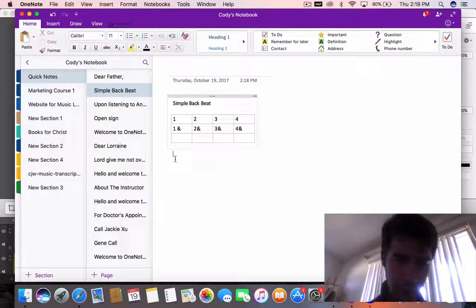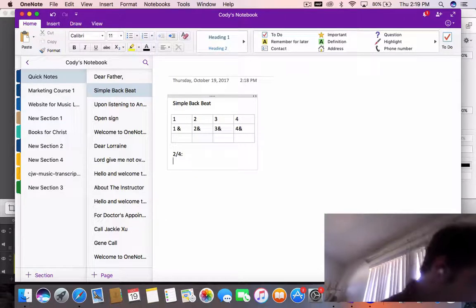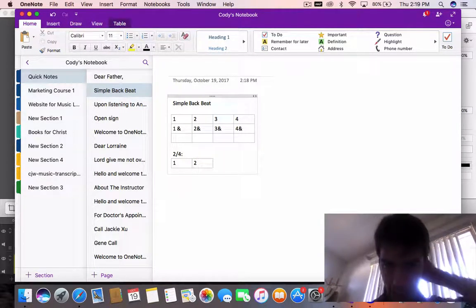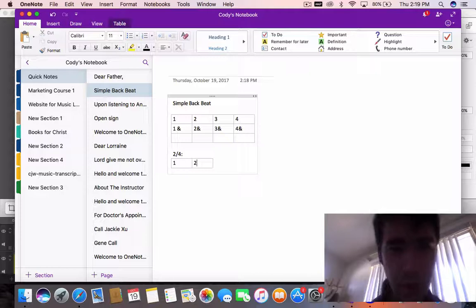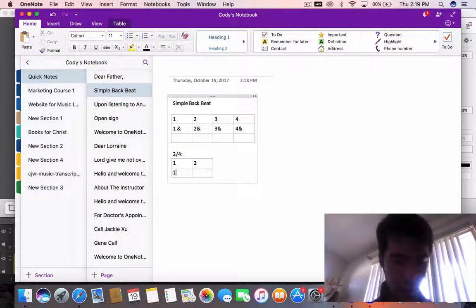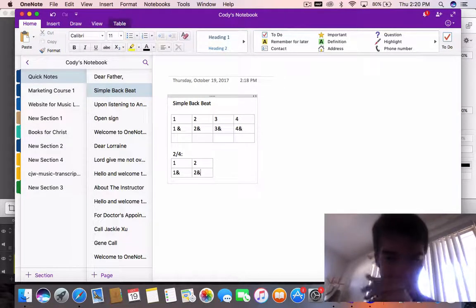In the case of 2/4, we have 1, 2, and that's it for a measure. 2 beats per measure, and the quarter note gets the beat. The 4 is the quarter note, which is the unit, and the 2 represents how many beats are in each measure. So you would have 1 and 2 and that would be it.